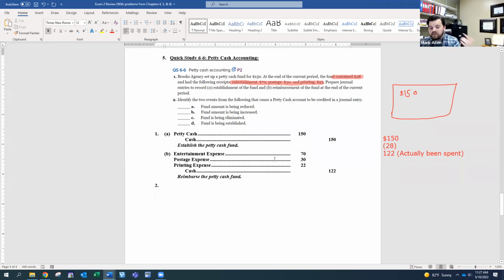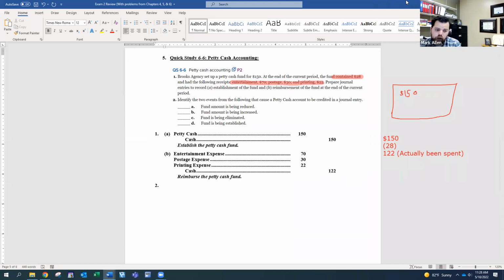However, let's say this printing expense had only been for $20. This is not right, by the way, don't change this. 22 is correct. But if this had been 20 instead, this would only be 120. In that case, we would have actually spent 122, but we've only got receipts supporting 120. You would need to debit cash over and short for $2 to make this thing balance out. Now, in this case, we didn't have to deal with that, but you certainly might have to deal with that on the test. So do be aware.